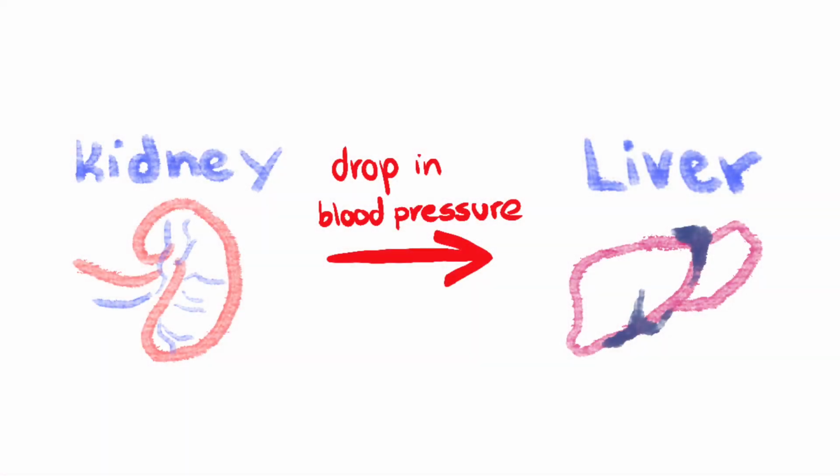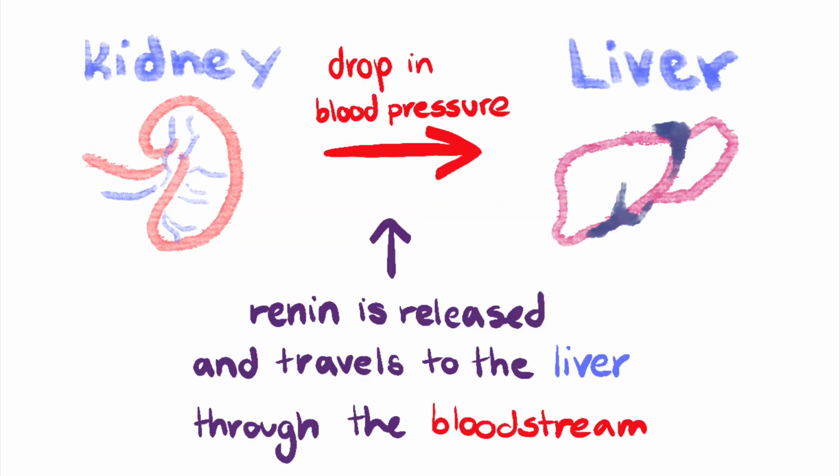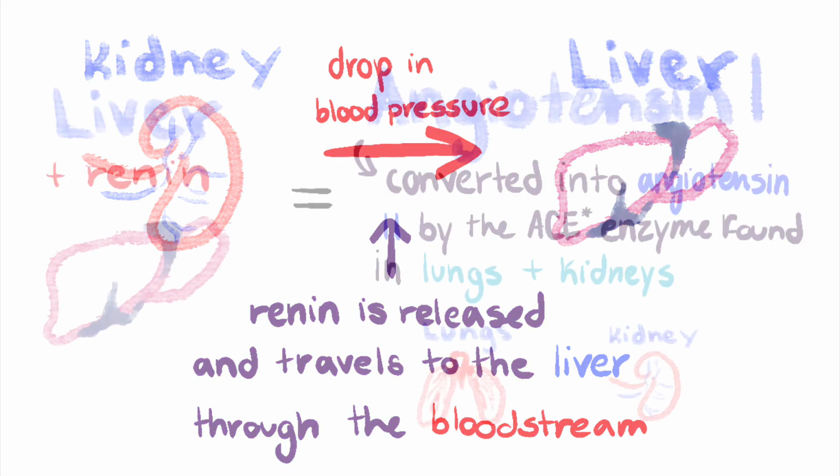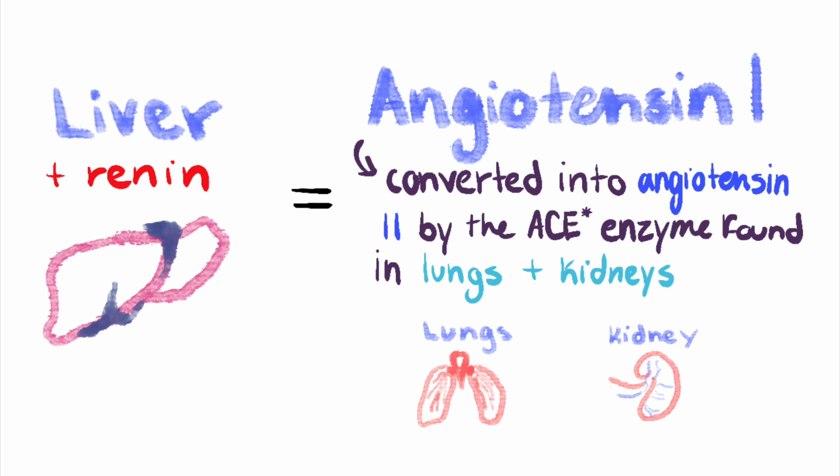The signaling pathway begins when the kidney senses a drop in blood pressure, which initiates the next process with renin, which is released into the bloodstream to access the liver. Once the enzyme renin reaches the liver, it allows for the creation of angiotensin 1, which is later converted into angiotensin 2 by the ACE enzyme found in the lungs or in the kidneys.